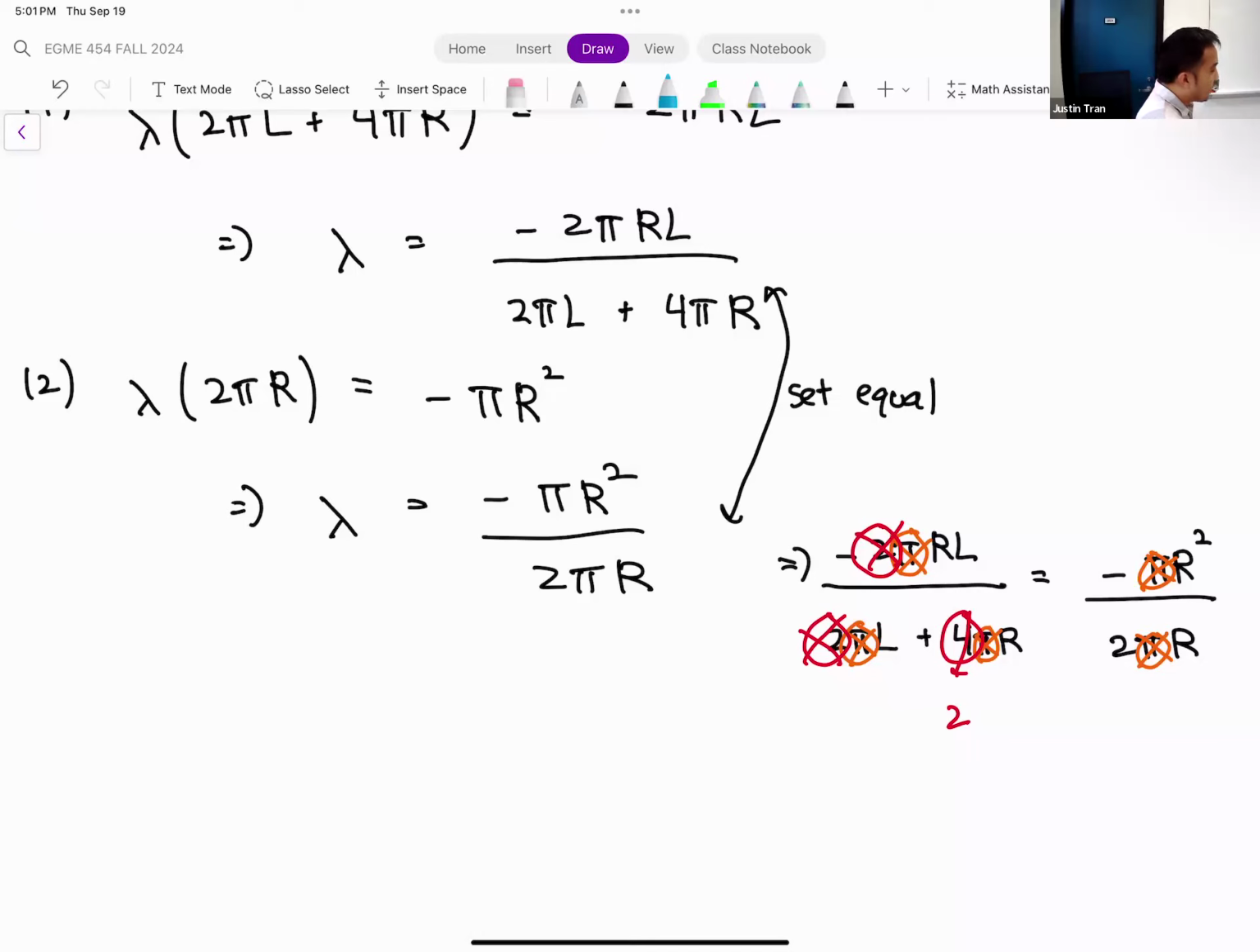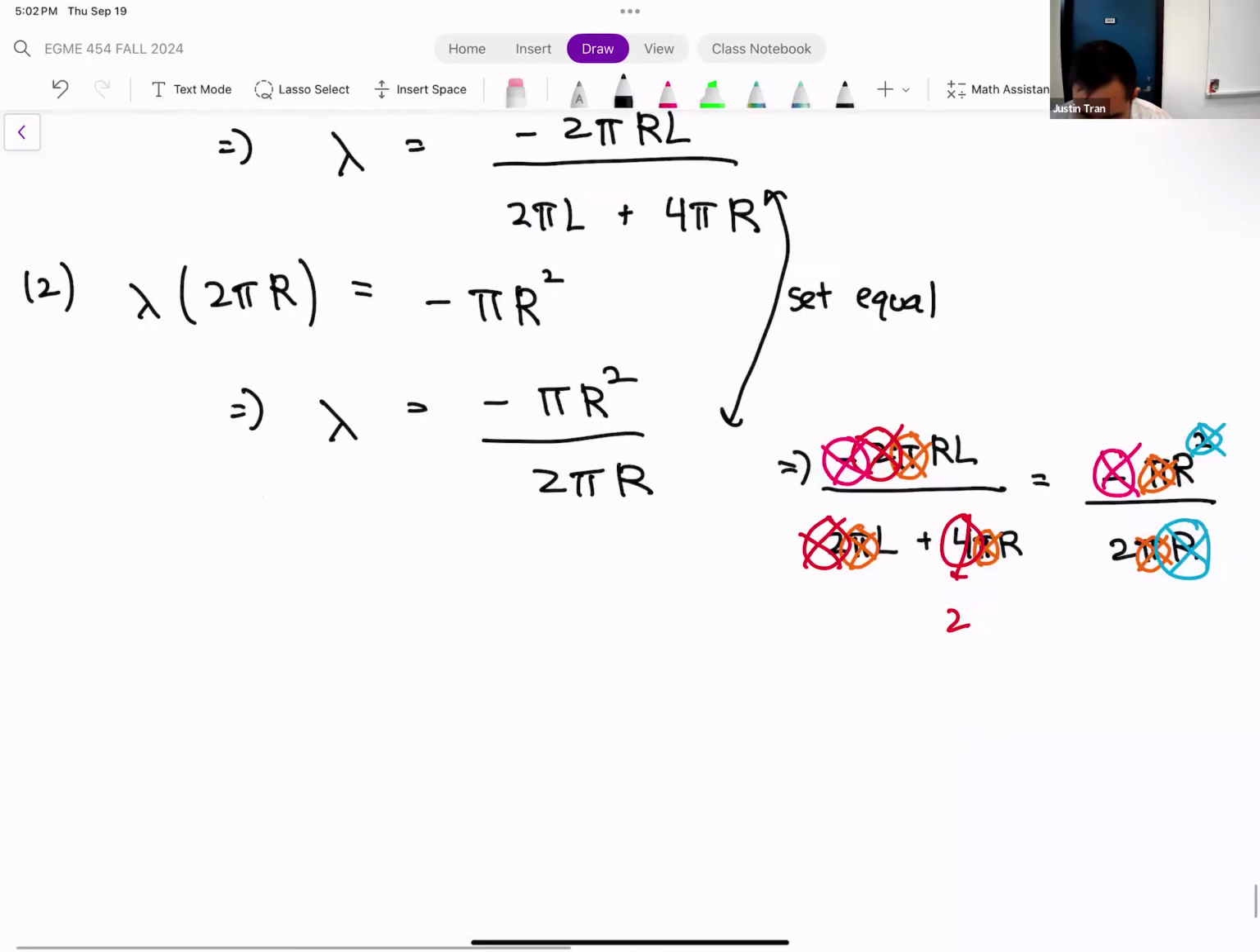Next thing we notice is that on the right-hand side, we have an r squared up top and an r on the bottom. So of course, those are going to cancel out. And finally, the last thing we can cancel out are the negatives. So we have a negative on this side, negative on that side. We're just going to cancel those. Hopefully that was very satisfying to cancel out all that stuff, because now we have something that's quite simple.